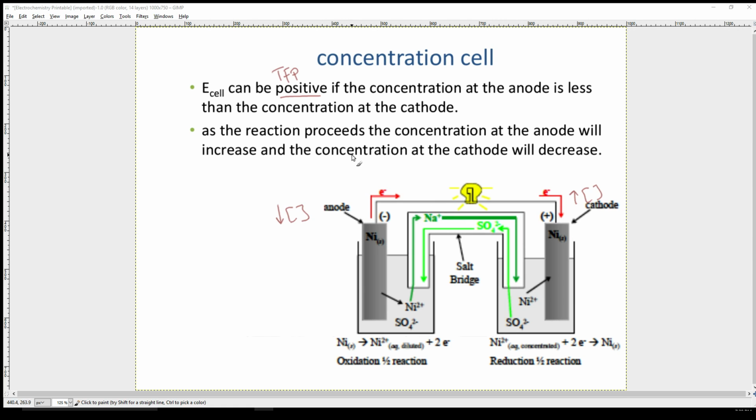As the reaction proceeds over time, the concentration of the anode will increase, so we'll get more and more anode. This will increase, increase, increase, and we'll get less and less of the cathode until eventually their concentrations are equal, and then it will stop working.